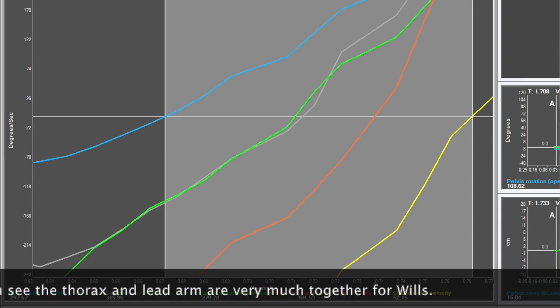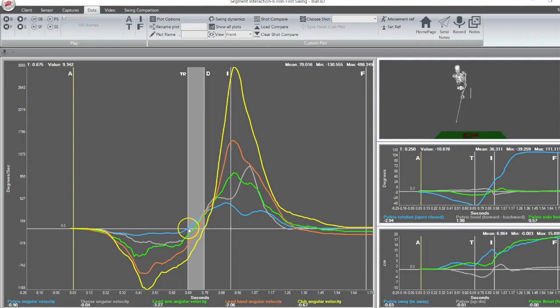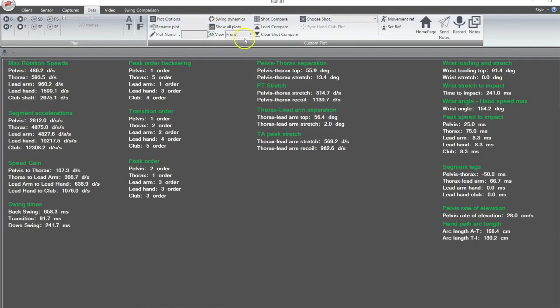direction. Okay. So obviously most people will look at the kinetic sequence: pelvis, thorax, arm, hand, club. If I go into the dynamics here, it gives us the order. You see how, as I said, pelvis was the first one to change direction, then thorax and lead arm were together. And then lead hand, then lead club. So first of all, we see the order in which you transition.